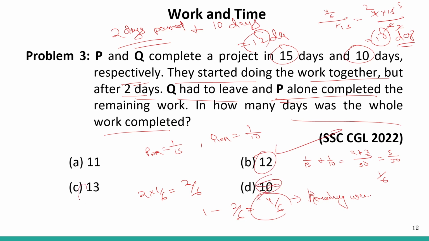10 is wrong, 13 is wrong, 11 is wrong. 10 is the amount of extra days needed for P to work alone to complete that remaining work. But considering these 2 days, because it asks how many days was the whole work completed, the whole work completed in 12 days in this kind of work allocation. So this question has been asked in the SSC CGL 2022 paper.